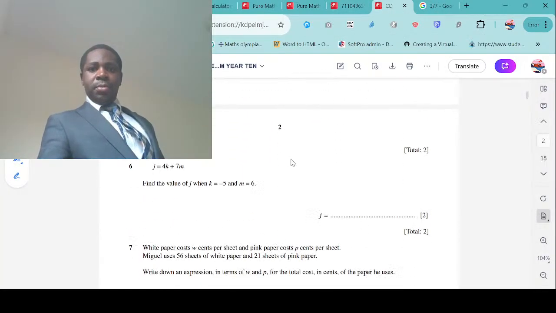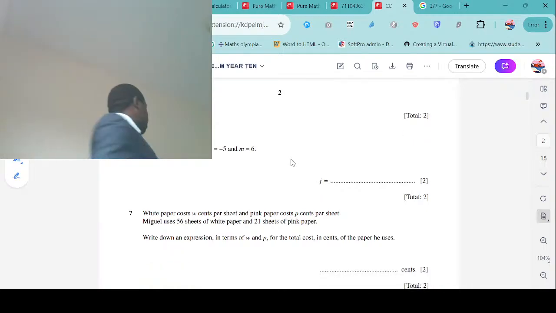The next question is question 6. It says that J equals 4K plus 7N. Find the value of J when K is -5 and N is 6. So you simply substitute what you have into the expression. So this becomes J equals 4 times -5 in brackets plus 7 times 6.